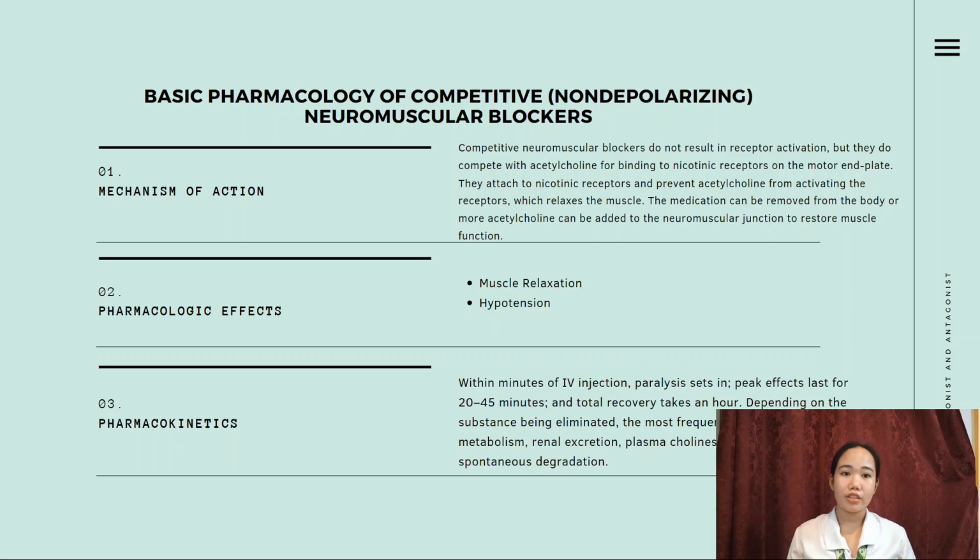Next, we have the pharmacologic effects, and these two are muscle relaxation and hypotension. Next, we have the pharmacokinetics. Within minutes of IV injection, paralysis sets in. Peak effects last for 20 to 45 minutes, and total recovery takes an hour. Depending on the substance being eliminated, the most frequent methods include hepatic metabolism, renal excretion, plasma cholinesterase breakdown, and spontaneous degradation. Next, we have the therapeutic uses.